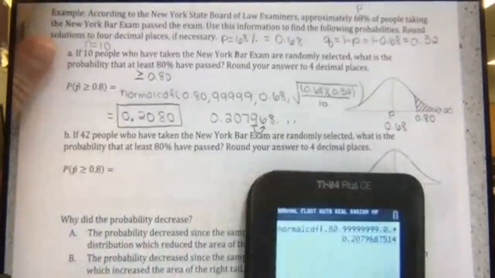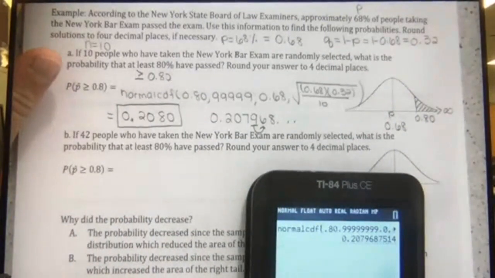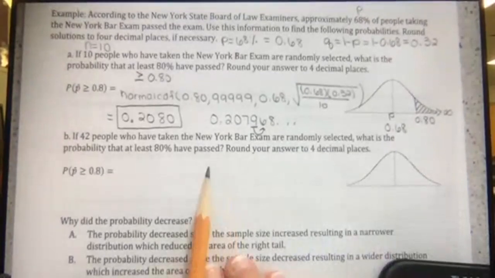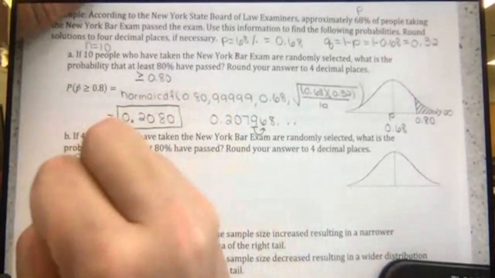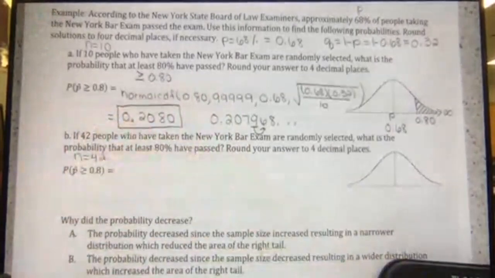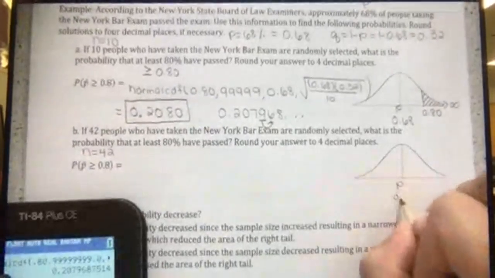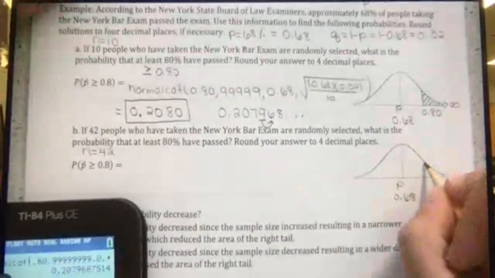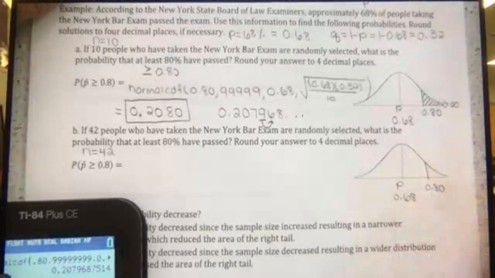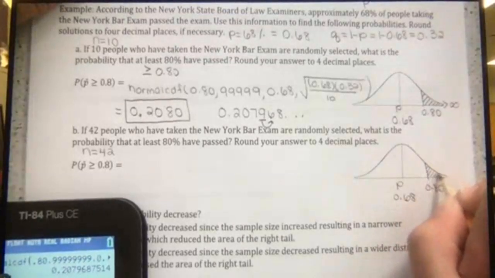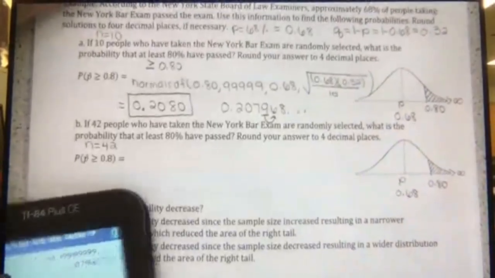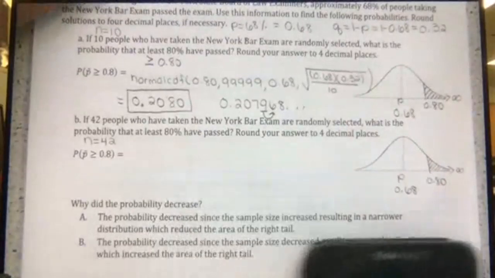If not, the next one says, if 42 people who have taken the bar exam are randomly selected, what is the probability that at least 80, so same thing, have passed? But this time, the only thing that's different is our n value is 42. That's the only thing that's changed. So in the middle is our p-value, which is 0.68. We're still talking about 0.80, which is on the right-hand side. And at least, so greater than or equal to, everything to the right, going on forever in the positive direction towards positive infinity.